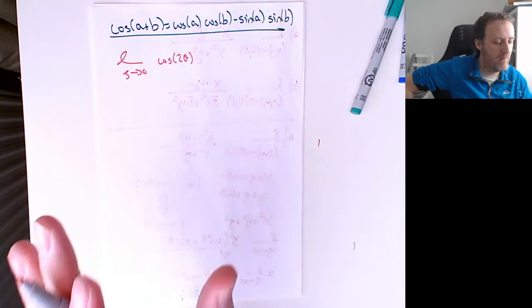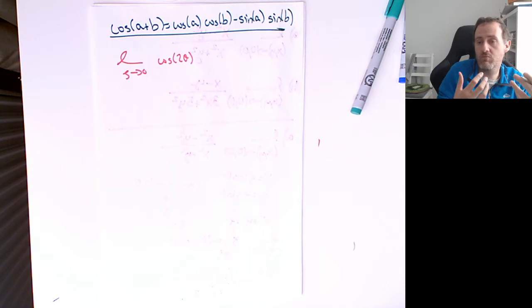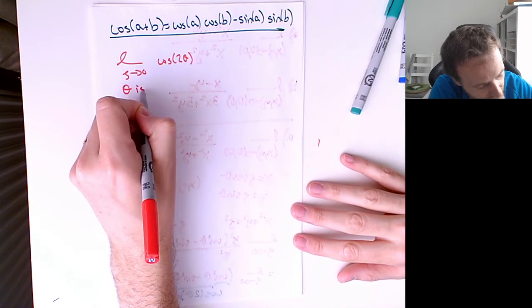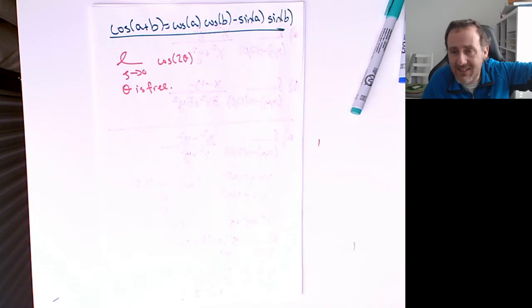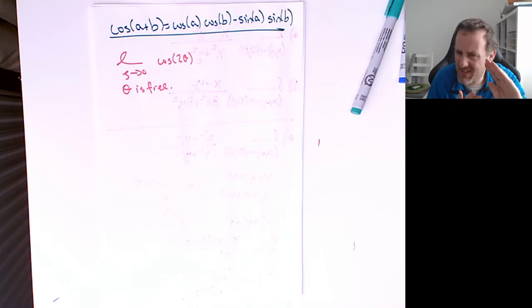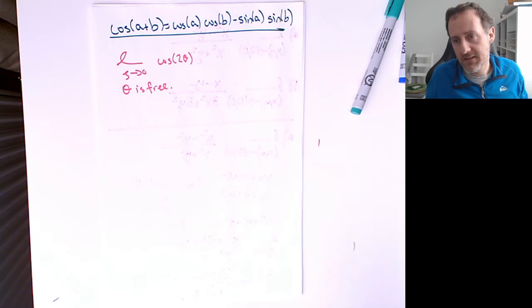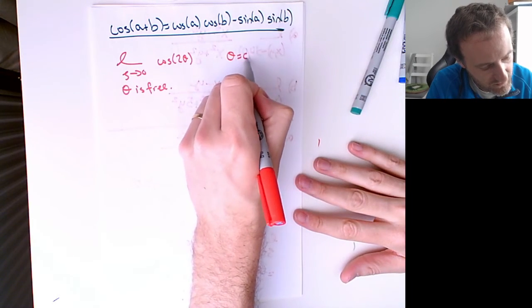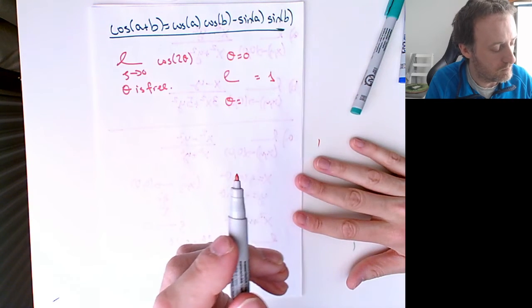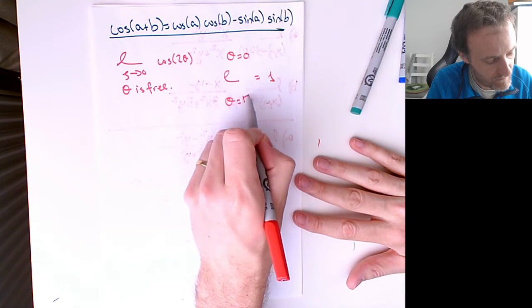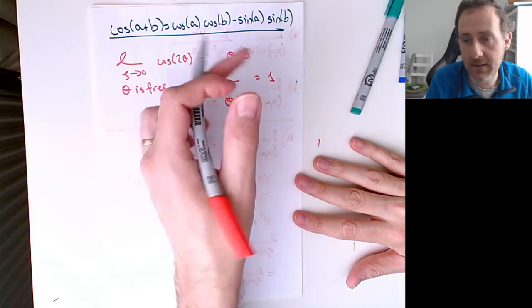How to deal with this? Rho goes to 0, and there is no rho here. So theta can do whatever it wants. Theta is free. As the point goes to the origin, it can spin around, meaning that theta is changing, or it can stay fixed. Doesn't matter. So this tells us that the limit does not exist, because with theta equal to 0, we get that the limit is equal to 1. With theta equal to pi halves, we get that the limit is cosine of pi, that is minus 1.